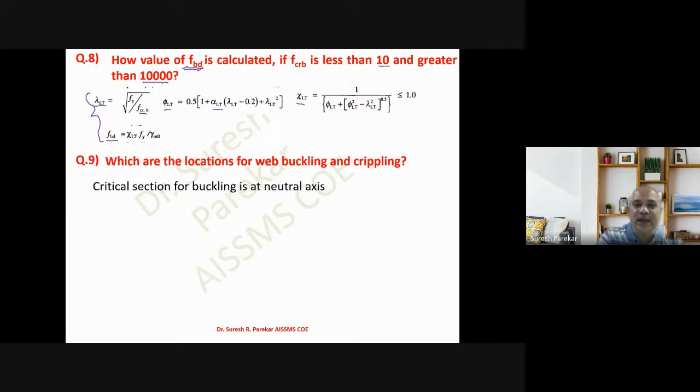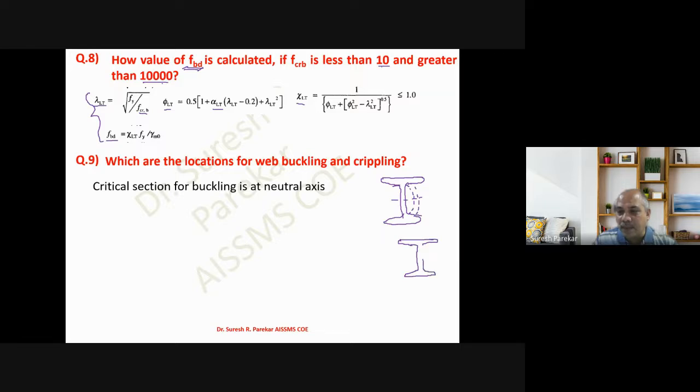So we know web buckling is at the neutral axis. If we draw this diagram of a beam, then this beam will buckle at the neutral axis only. So you will see the buckling at the neutral axis. And where we have crippling, crippling is at the junction of web and flange.